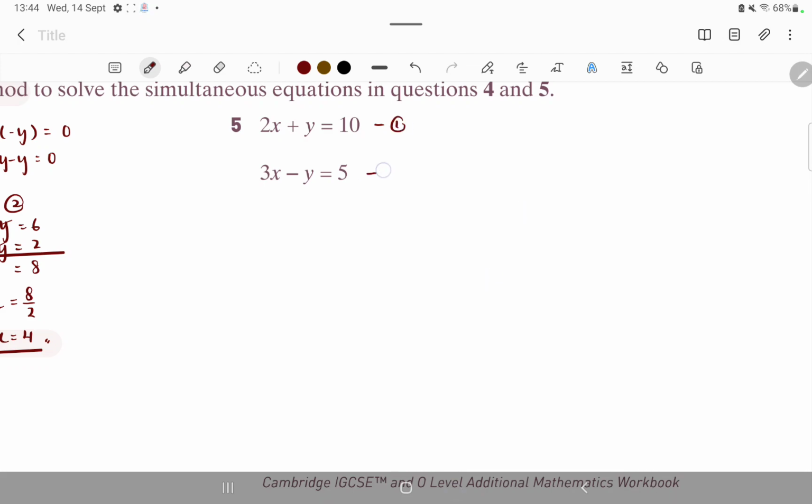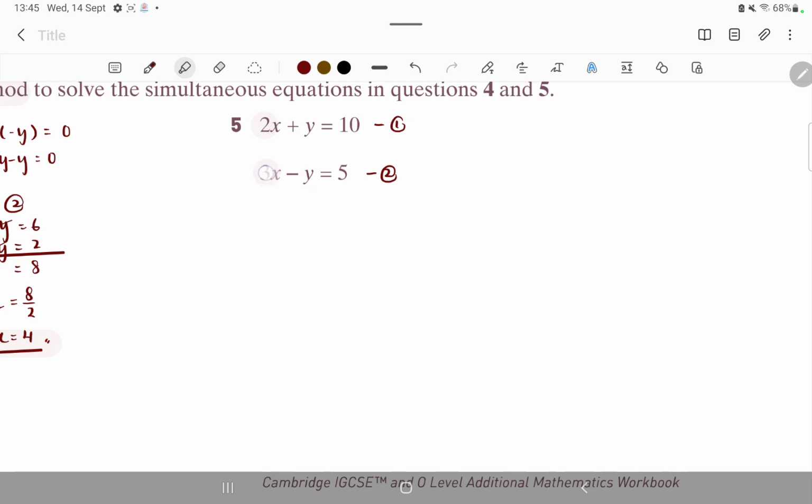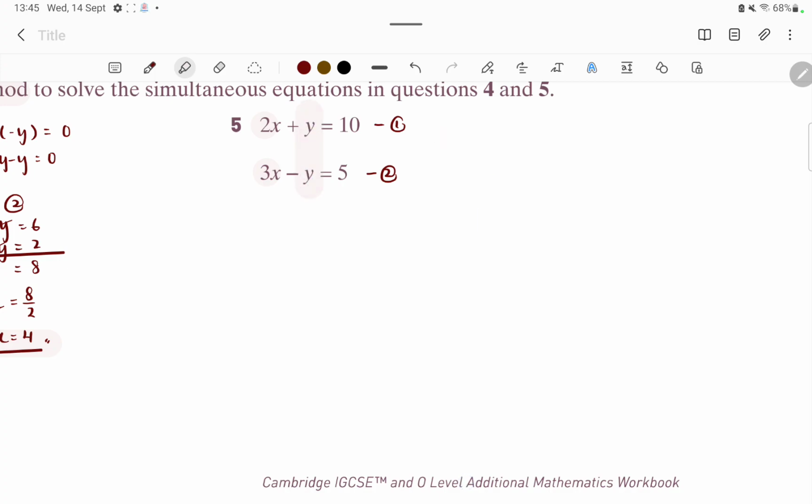First equation, second equation. So notice that the coefficient of x, 2 and 3, cannot be simply eliminated. So this one, you have to eliminate the y instead. So how to eliminate? Here plus, here minus, so we straight away use plus. So equation 1 plus equation 2, 2x plus y equals 10, plus with 3x minus y equals 5.